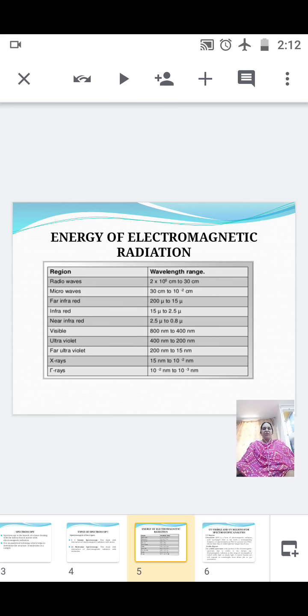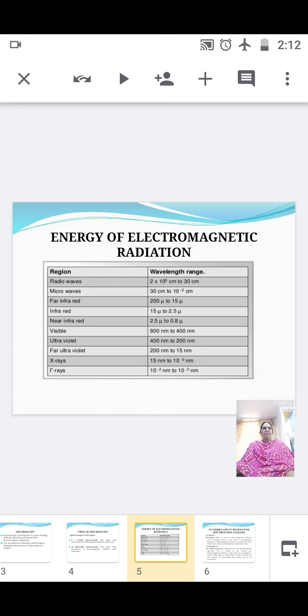And then we have near infrared which ranges from 0.8 micrometers to 2.5 micrometers. And we have the infrared region which ranges from 2.5 micrometers to 15 micrometers. And we have the far infrared which ranges from 15 micrometers to 200 micrometers.